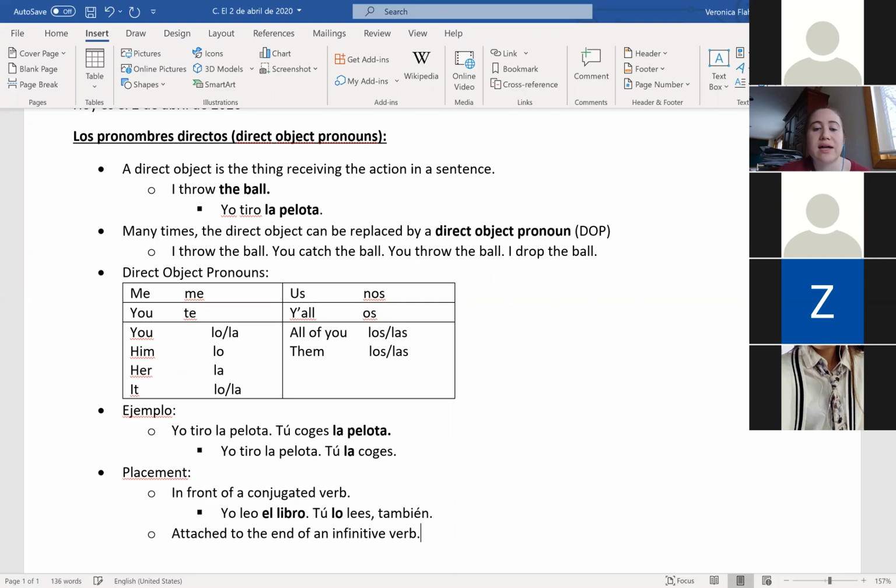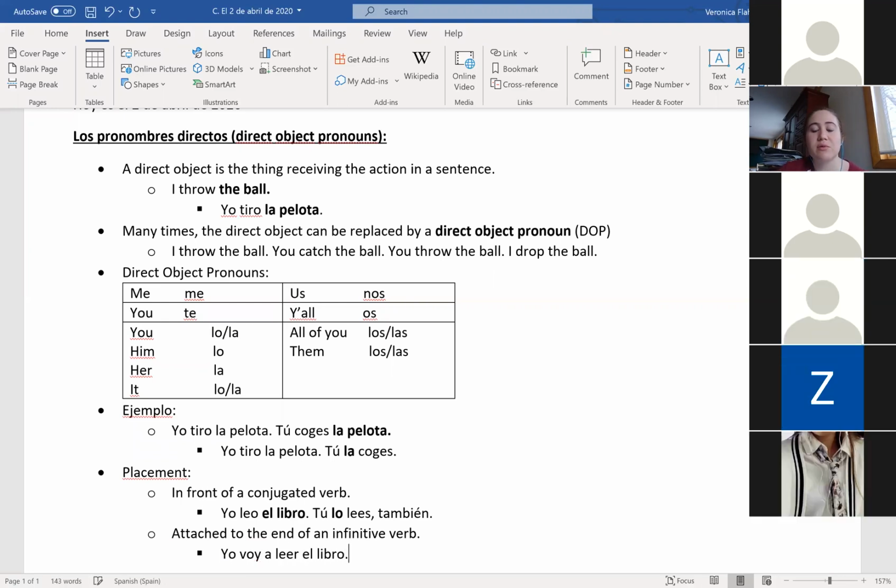Here's the second place it can go, attached to the end of an infinitive verb. So, yo voy a leer el libro. Where's our infinitive verb there? Leer. Tú vas a leerlo también. It can go someplace else in that sentence. Anyone else know where it could go? Before it. Before what? Not before Javier. Leer.